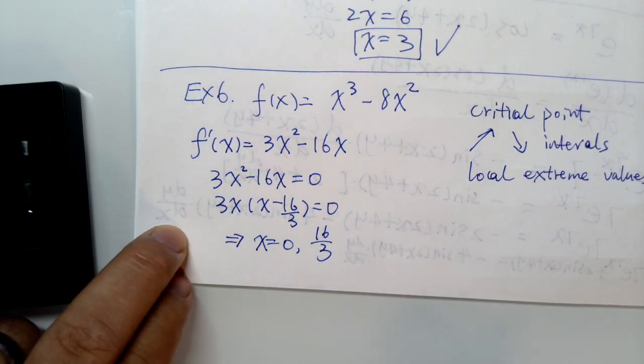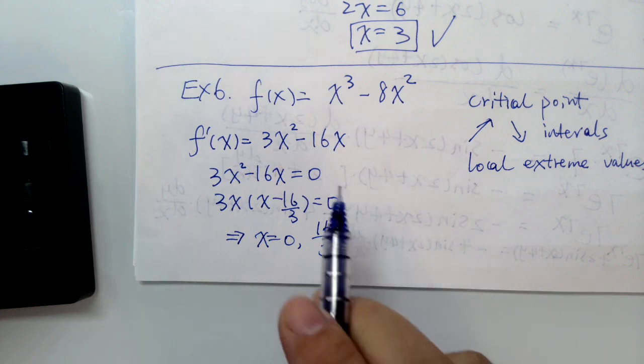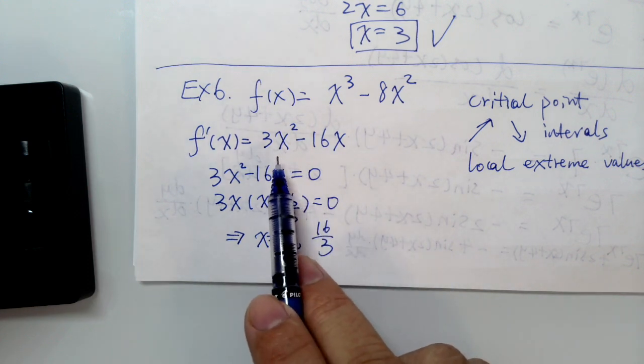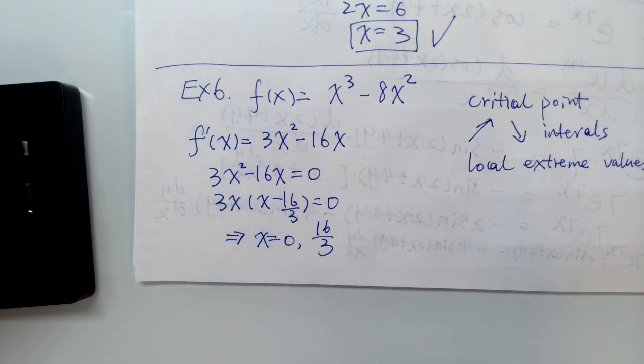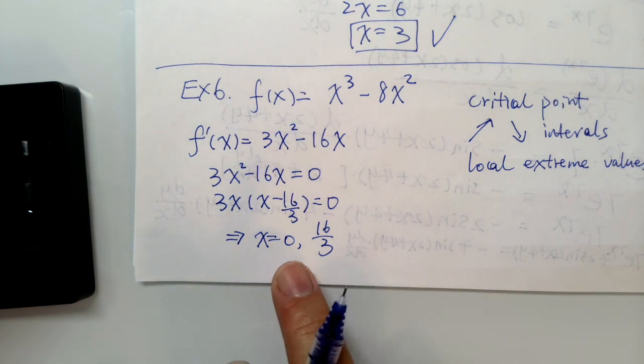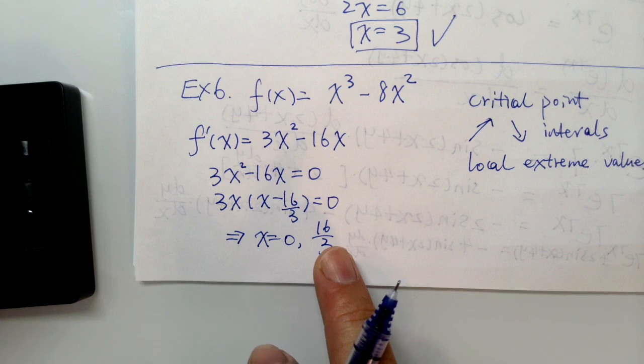So apparently, guys, for the derivative function 3x squared minus 16x, you don't have any values that can make your derivative undefined or not exist, right? So we only focus on which values make the derivative equal 0. That's why we solve for that, and we got our two critical points.